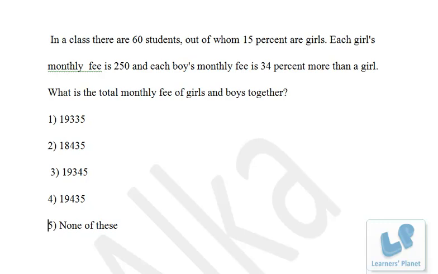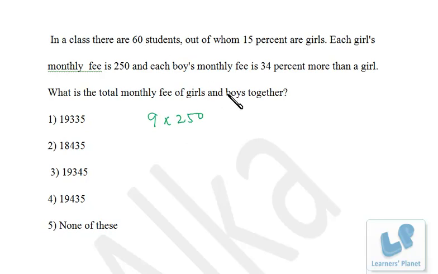Now, in a class, there are 60 students, out of whom 15% are girls. Each girl's monthly fee is 250 and each boy's monthly fee is 34% more than a girl. What is the total monthly fee of girls and boys together? Now 15% are girls, that means out of 60, 9 are girls. The fee of each girl is 250. So the total fees of the girls is 9 into 250, right?